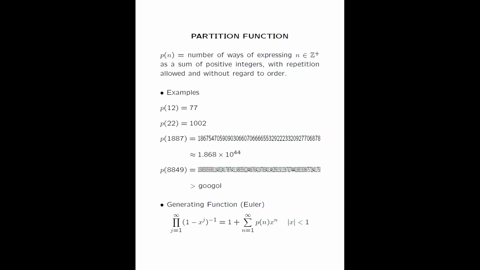Another non-random example, P of 8,849 is the first instance where the number of partitions goes over a Google. I did not do these by hand. Okay, so at the bottom we have the generating function thanks to Euler, which I think everybody knows.